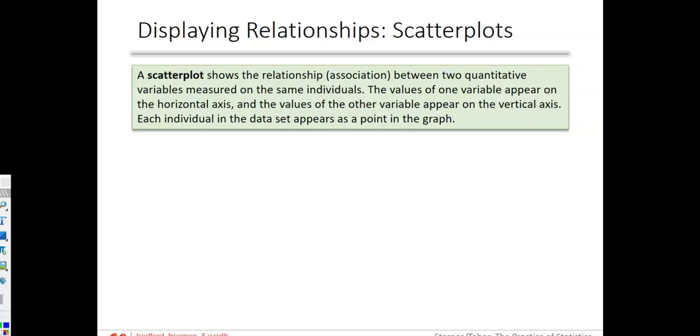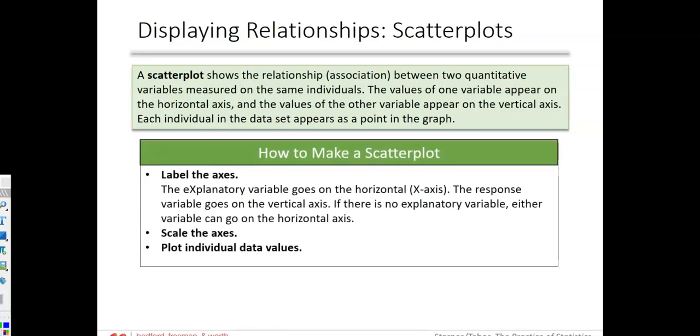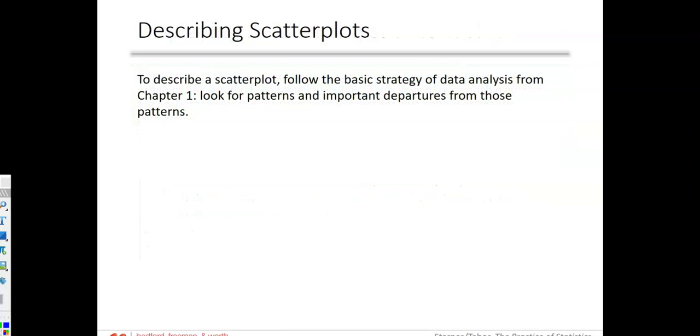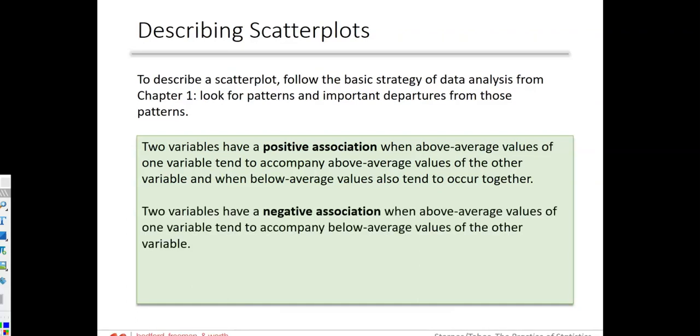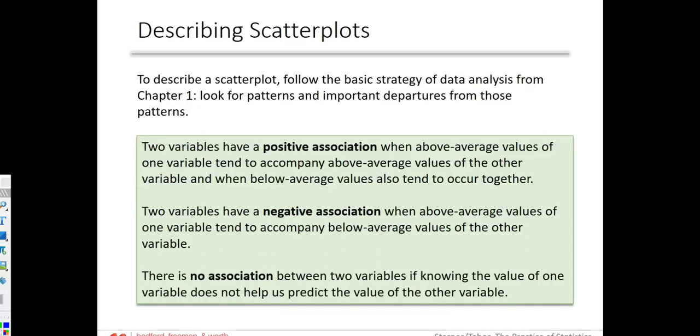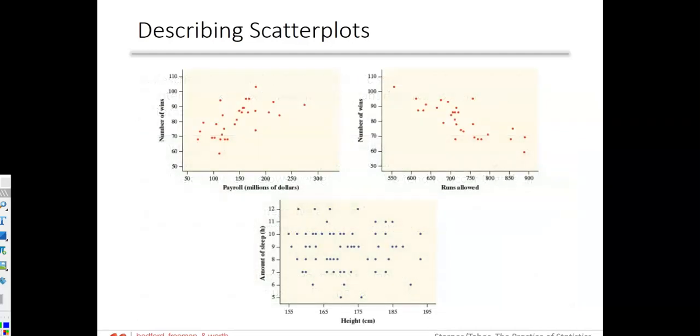So a scatter plot shows a relationship between two quantitative variables. So they have to be both quantitative. And so we label the axis, we scale it, and we plot the values is how we make a scatter plot. So two variables have a positive association when one goes up, the other one goes up. The negative association, when one goes up, the other one goes down. And then no association, when you don't see any pattern, you can't really make any predictions about stuff.